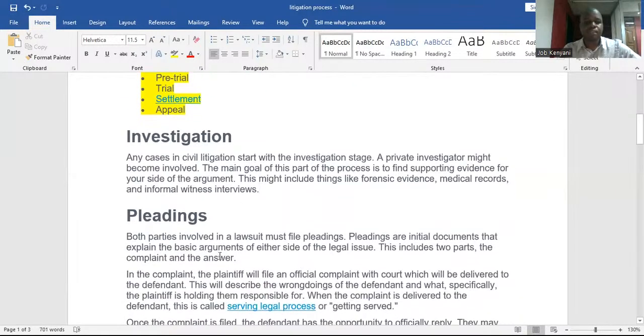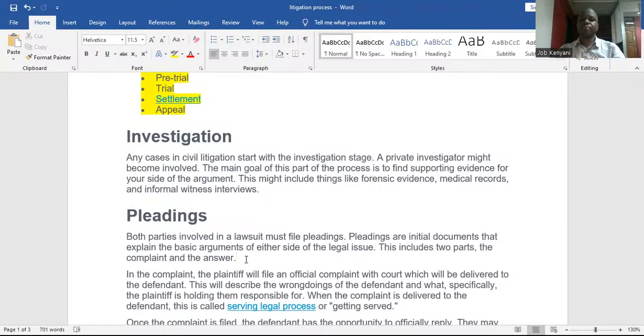So, pleadings. Both parties involved in a lawsuit must file pleadings. Pleadings are initial documents that explain the basic arguments of either side of the legal issue. This includes two parts: the complaint and the answer, from the plaintiff and the defendant. The plaintiff, or the complainant, presents, then the other party will be able to answer back.